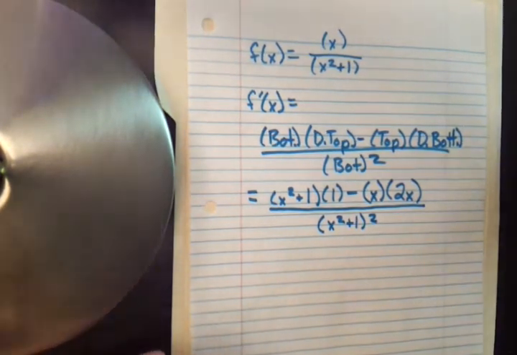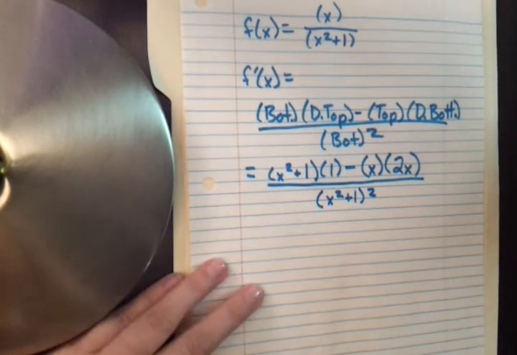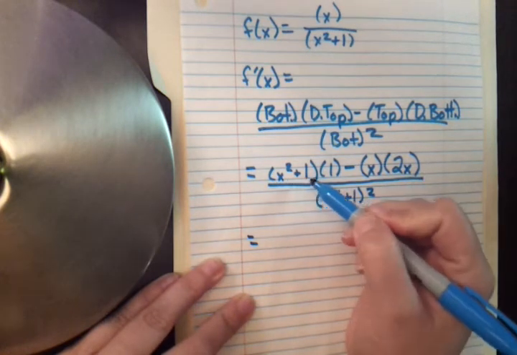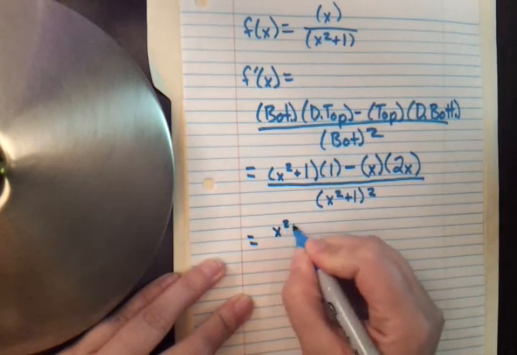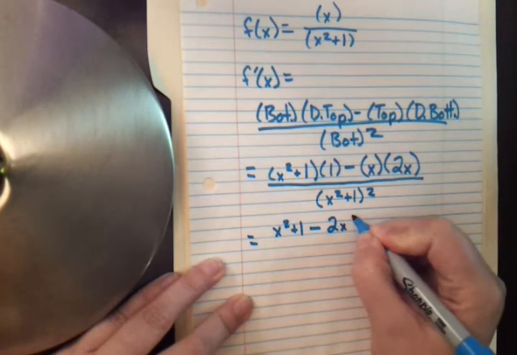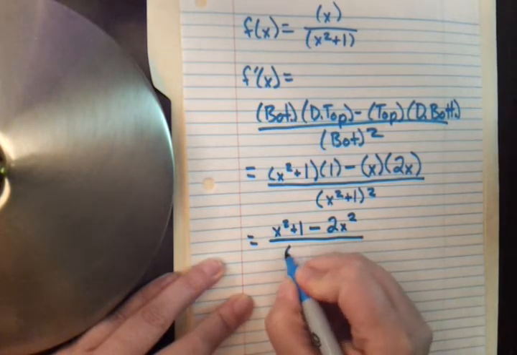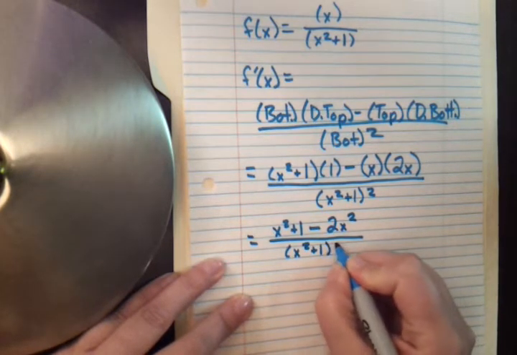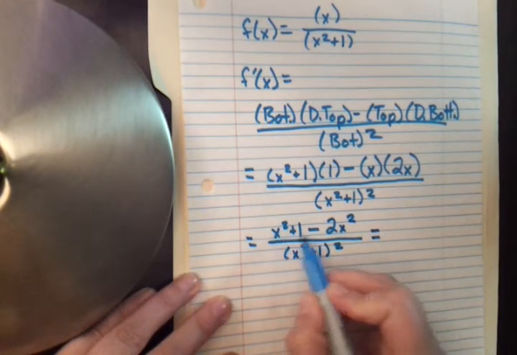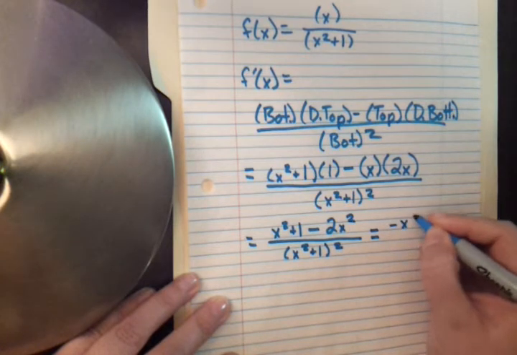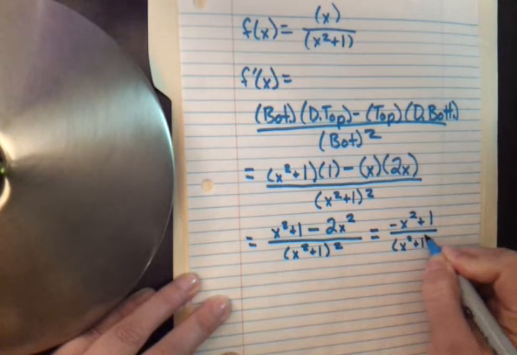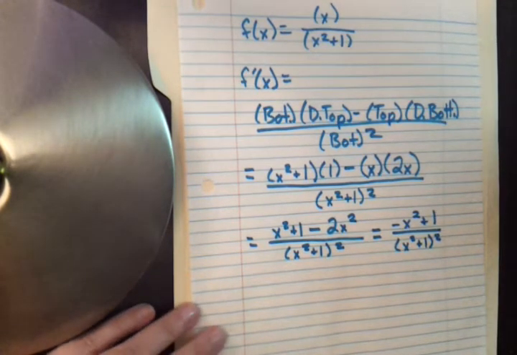Okay, I think we could do a little simplifying, so let's go ahead and do that because it's going to make our lives easier in the long run. So let's see, we've got x squared plus 1 times 1. Well, that's just x squared plus 1. Minus x times 2x. That's 2x squared, and then we still put it all over this x squared plus 1 squared. And we can simplify it even further. That's the same, let's see, x squared minus 2x squared, well that's negative x squared plus 1 over x squared plus 1 squared. Okay, so we've got our derivative.